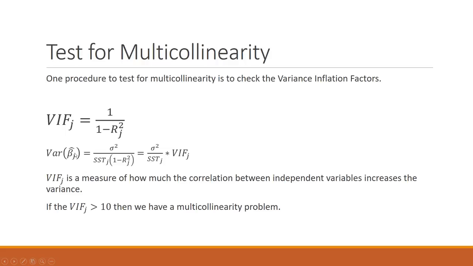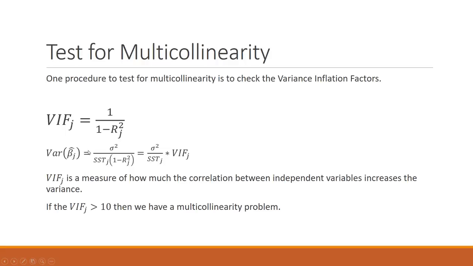The variance inflation factor comes directly from the variance of beta 1 hat. You can see that the variance of beta 1 hat is sigma squared divided by SST times this term, 1 over 1 minus r squared j. We can just pull that out. We can say this is equal to sigma squared divided by SST times the variance inflation factor. So the variance inflation factor is just a measure of how much the correlation between the independent variables increases the variance for the corresponding coefficient.